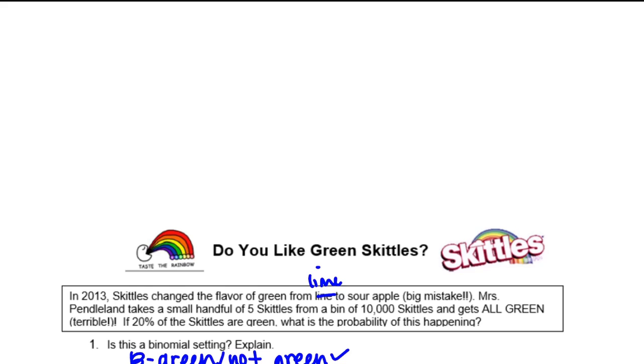So I want you to answer questions 1 through 4 on the worksheet. Pause the video now to answer 1 through 4. Check the binomial conditions. Remember, we're going to take one Skittle out at a time, so think about that when you get to number 1 and 2. Then we will go over some rules, and then you can do the last questions. So pause the video now and do 1 through 4.